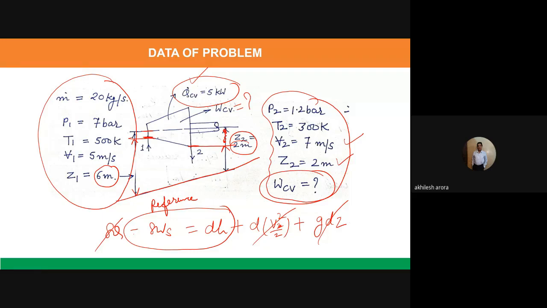But theoretically speaking, when we derived the equation for the turbine, we used only these two terms, delta W and dh, and nothing more than this. That was theory. Now we are doing a numerical problem. If in the numerical problem, the data is also given for velocity, elevation, and heat transfer, then we will have to consider that actually. So let us see.